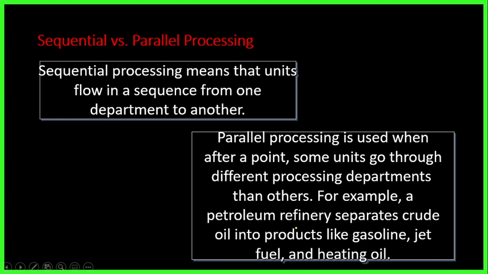So here's an example, like petroleum refinery, they separate crude oil into products like gasoline, jet fuel, and heating oil. So like our example, if you have your sardines, ayun nga, meron yung green, meron yung red, meron yung pulutan style, meron yung Spanish style. O, diba? So that's now your parallel processing. And pwedeng may combination, na at first sequential siya and then parallel processing.